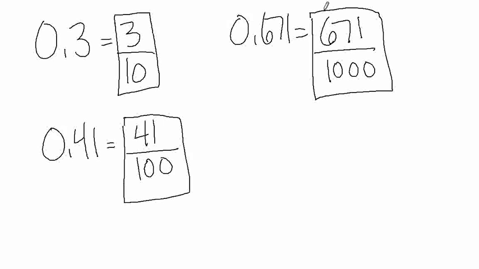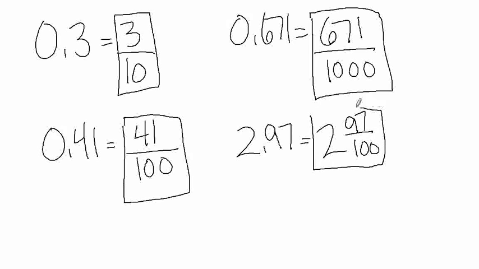Okay? And if we have a number greater than 1, we can still convert it to a fraction easily. So, for example, 2.97, we can put the 2 aside and convert the 0.97 to 97 over 100. Okay, and then from there, if you like, you can turn that into an improper fraction if desired. Okay, but that's the starting point for numbers greater than 1.